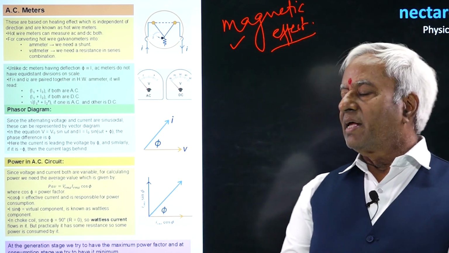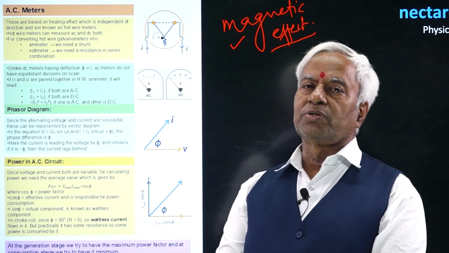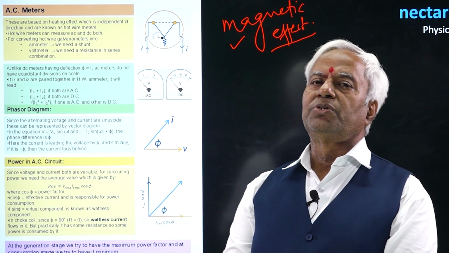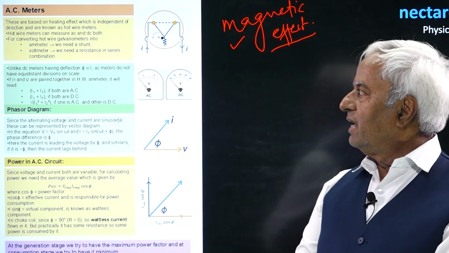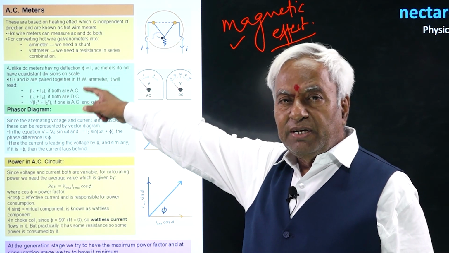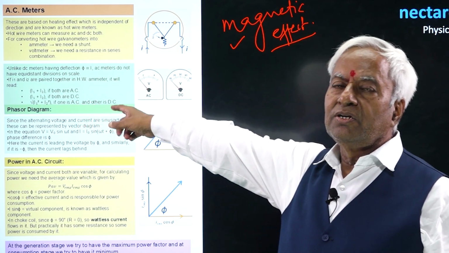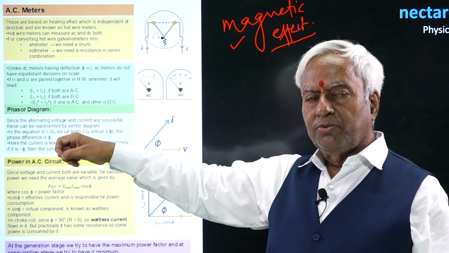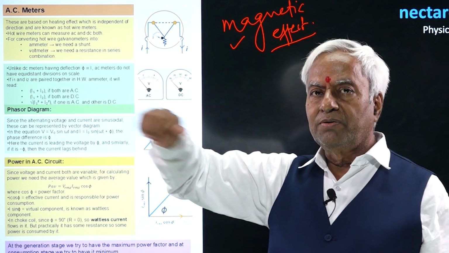In order to convert galvanometer, obviously we will have to follow the same principle as in the case of DC meter. There we used to take the help of shunt and higher resistances in series. Likewise here also, in order to get ammeter, you are going to use shunt with galvanometer, and in order to get voltmeter, you are going to use high resistance in series with the galvanometer.